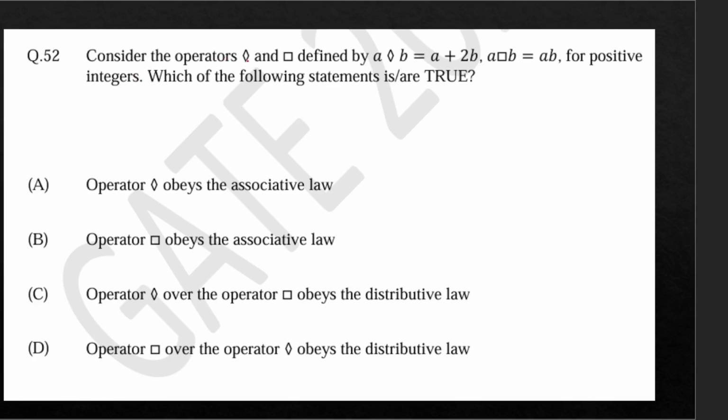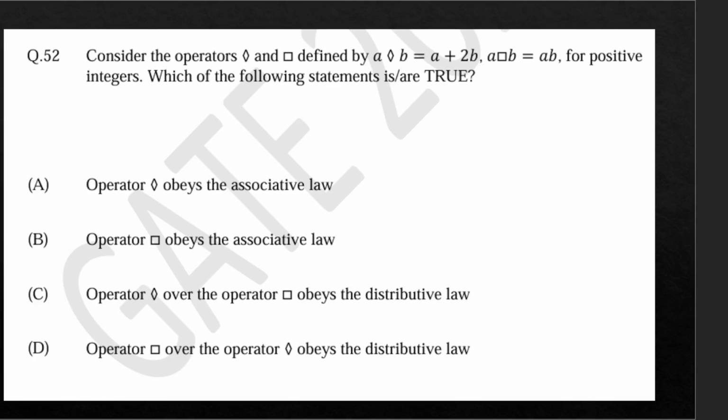Consider the operators diamond and box shape, defined by a diamond b equals a plus 2b, and the box shape operator defined as the multiplication of the two, for positive integers. Which of the following statements is/are true? Here the options are also given to us. Now let's verify the options one by one.